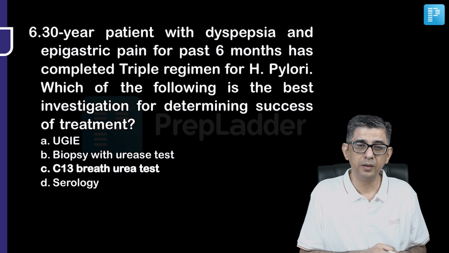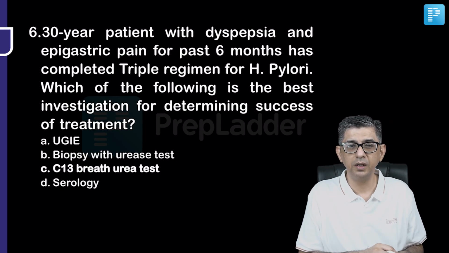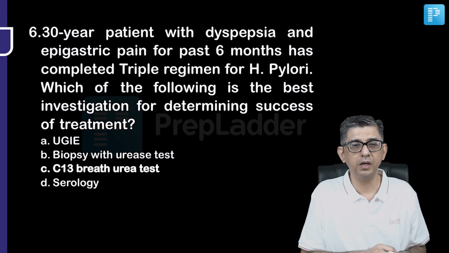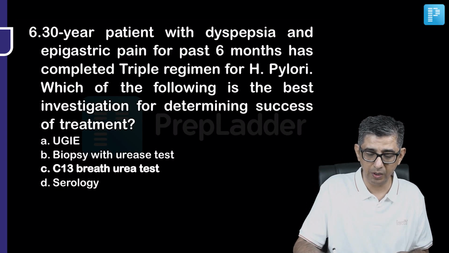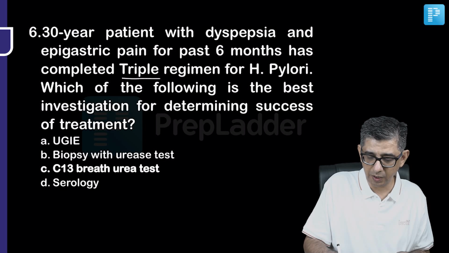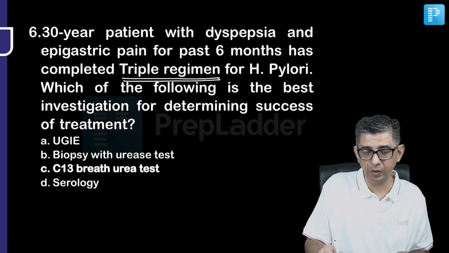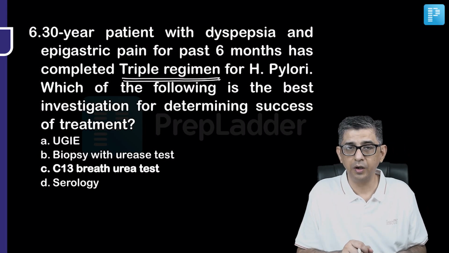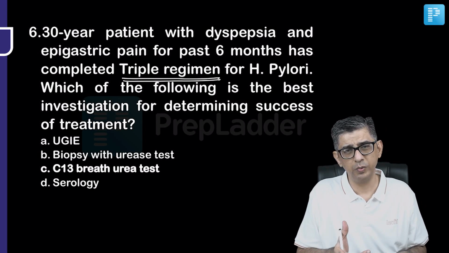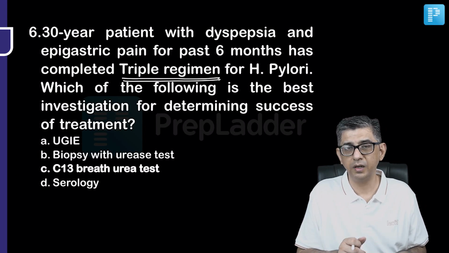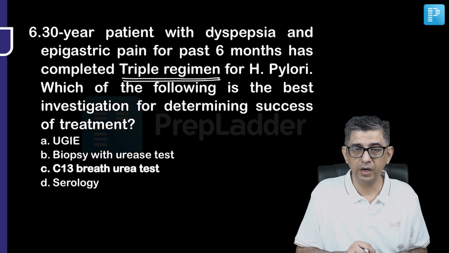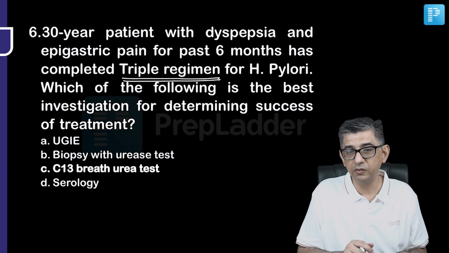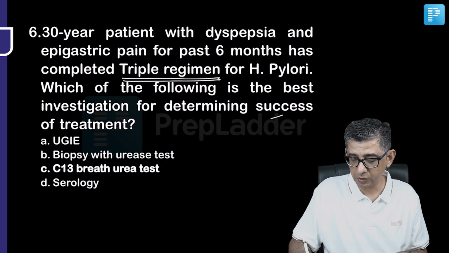The next one, I would say, is a relatively easier one: a 30-year-old patient with dyspepsia and epigastric pain for the past 6 months, who has completed a triple regimen for H. pylori. Some guy said that he had described antibiotics also, like amoxicillin, then a PPI, like maybe pantoprazole or lansoprazole, and clarithromycin was mentioned. So two antibiotics, and along with that, a PPI was given to this patient, and he's asking, how do you determine the success of treatment?